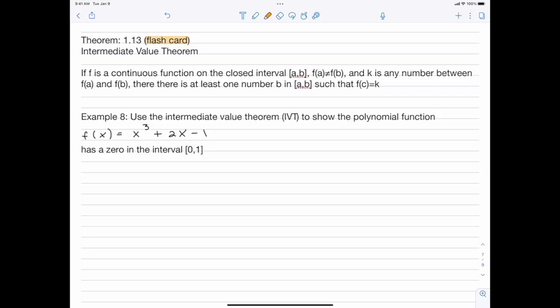So I'm going to ignore example 8 for right now, and I just want to explain the intermediate value theorem. Here's the way it works. It says, hey, if you have a continuous function on the closed interval from a to b. So this will be the point a, f of a, and this will be the point b, f of b. And the function that we're looking at is continuous on that interval.